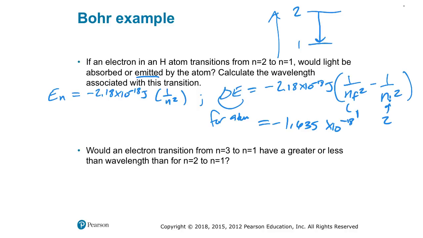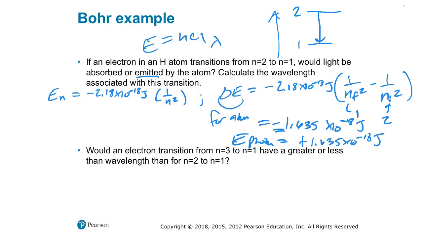Energy lost by the atom is gained by the photon. So our photon energy should always be positive. It's plus 1.635 times 10 to the minus 18 joules. So energy is lost by the atom, the energy is negative, gained by the photon. So the energy of the photon is the negative of that of the atom. And so then we can plug that energy into E is equal to hc over lambda, or lambda is equal to hc divided by E.